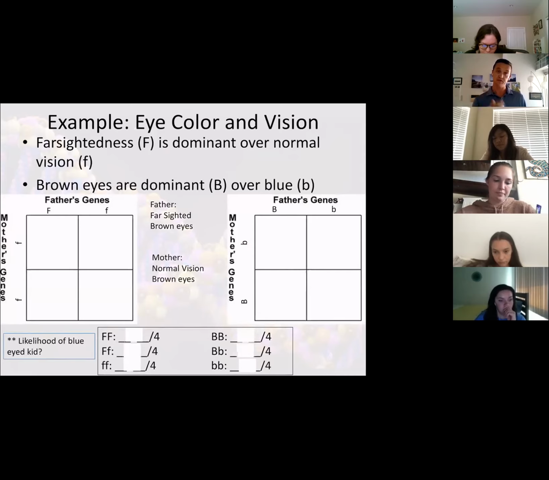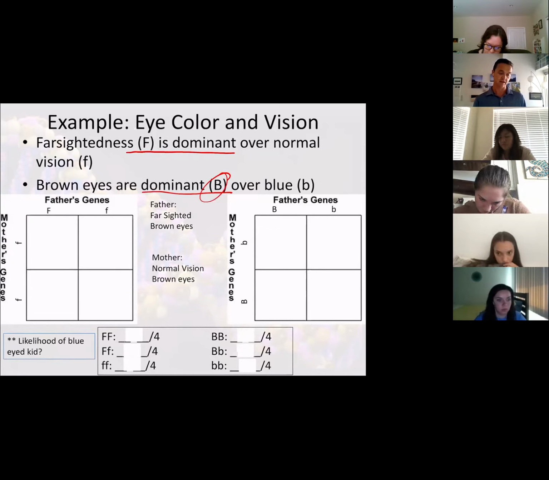And so we're going to look at two traits that have to do with the eyes. Okay, so farsightedness is dominant. Okay, so if you have one of those capital F's, then you're going to have farsightedness. Okay, you're going to need glasses to see up close. Okay, and then brown eyes are dominant over blue eyes. Okay, so if you got any of those capital B's, you're going to have brown eyes. The only way you'll have blue eyes is if you have two of the lowercase b's.